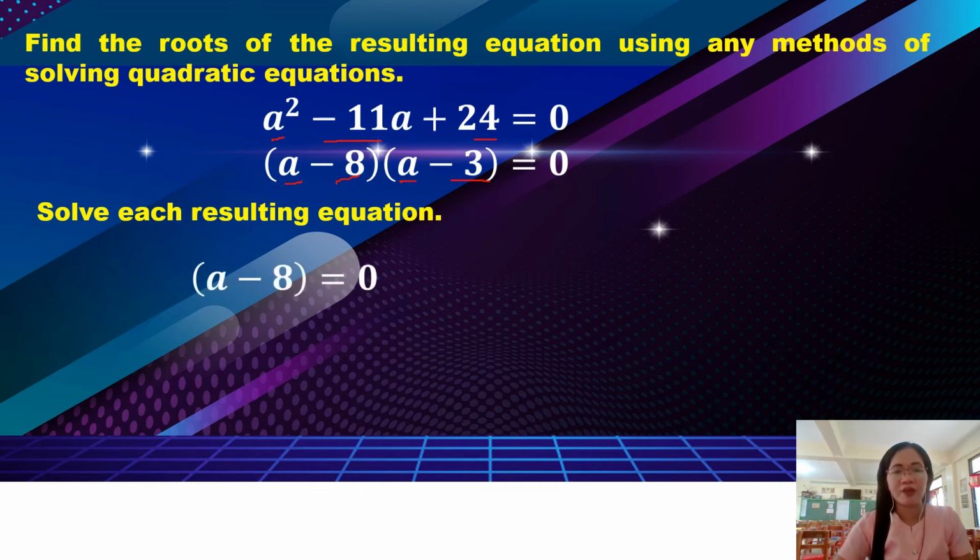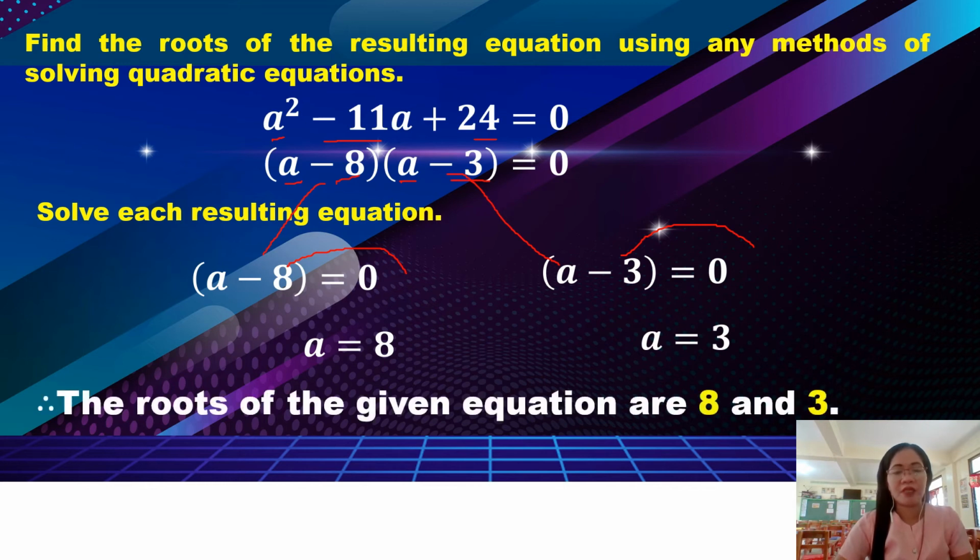So the first factor, we have a minus 8 equated to 0, and the second factor is a minus 3 equated to 0. Then afterwards, transpose negative 8 to the right side and it becomes positive. And transpose negative 3 to the right side, it becomes positive. Therefore, the roots of the given equation are 8 and 3.